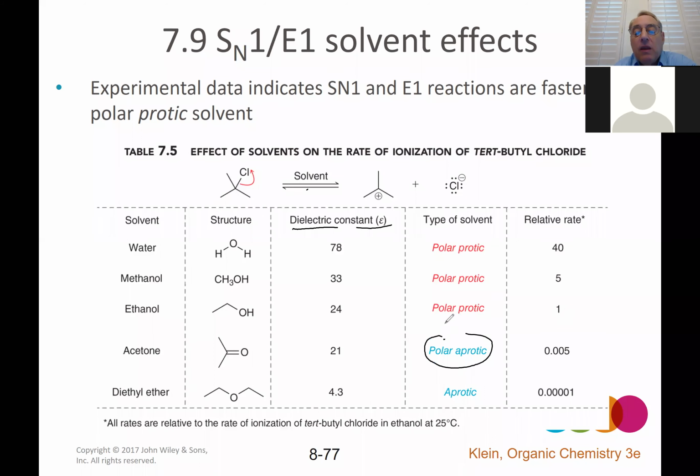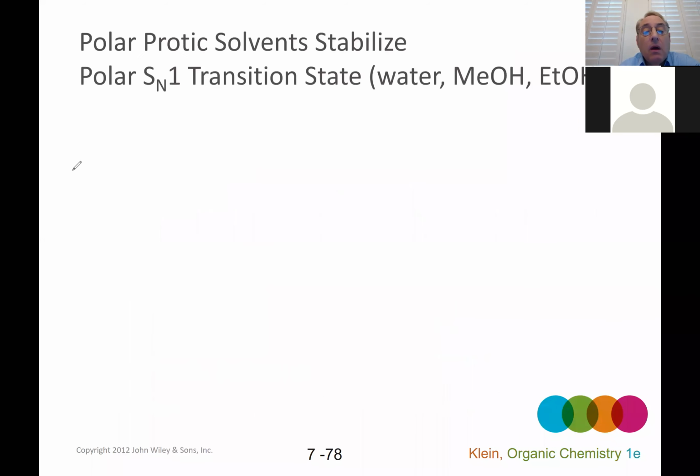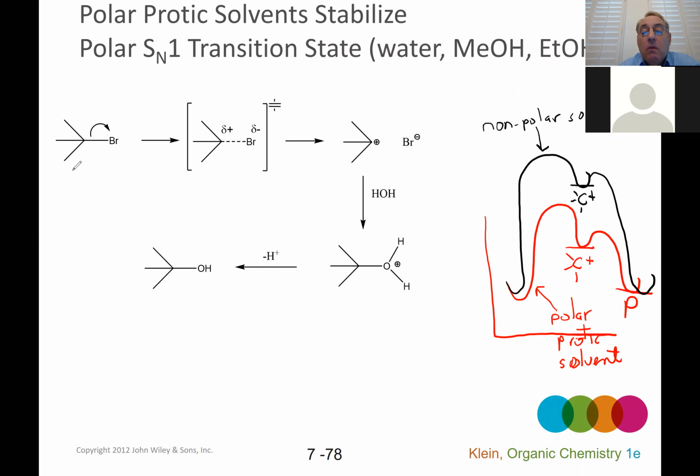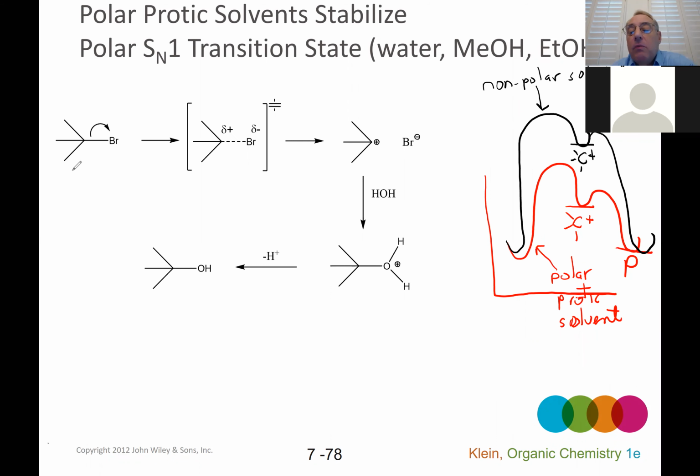SN2s, remember, were facilitated by polar aprotic solvents. Okay, so now, this is just a diagram showing you the reaction and how in a nonpolar solvent the carbocation energy is high, and in a polar protic solvent, actually it's the transition state, is stabilized in the way we do, and so the whole activation barrier is lowered and the reaction is much faster.